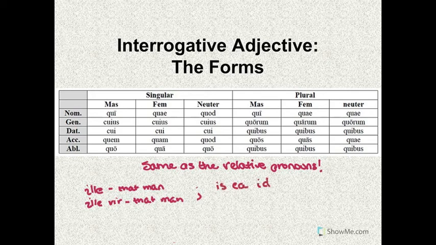You can either say ea, which means she, or that woman, and it's functioning as a pronoun, or you can say ea femina, which means that woman. Again, it's up to your stylistic preference. That's the interrogative adjective.